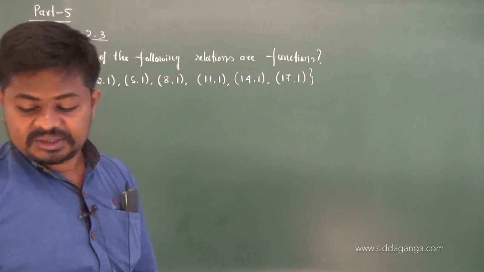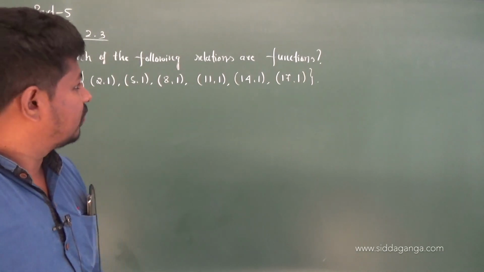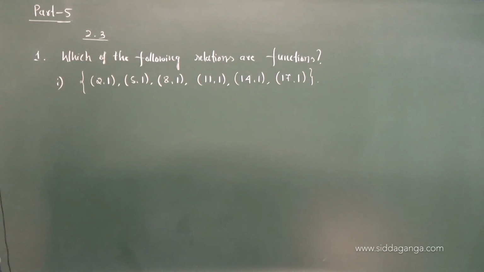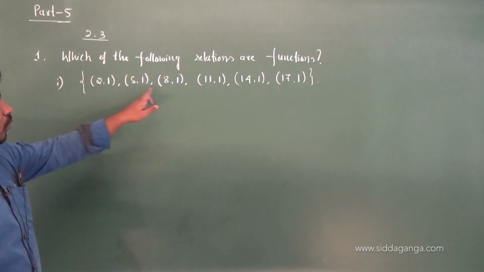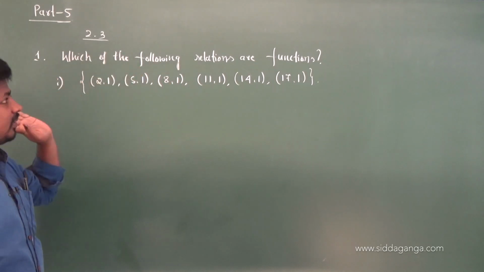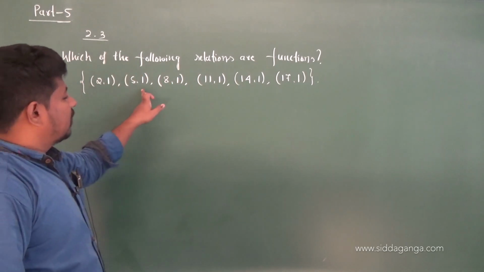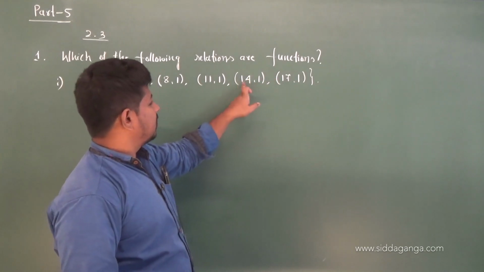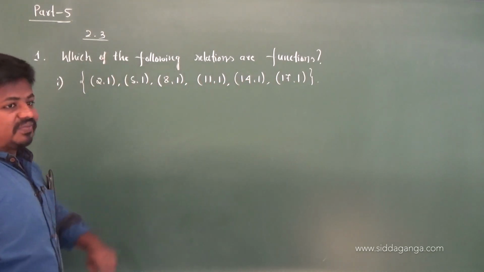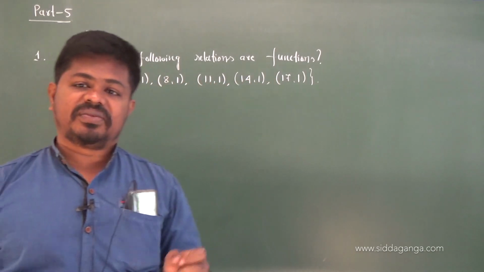Yes, we have a relation. We have to say whether it is a function or not. Yes, of course, this is a function because no two different ordered pairs have the same first element. You can observe here, in all the ordered pairs, first elements are different. If the first elements are different, of course, this will be a function.